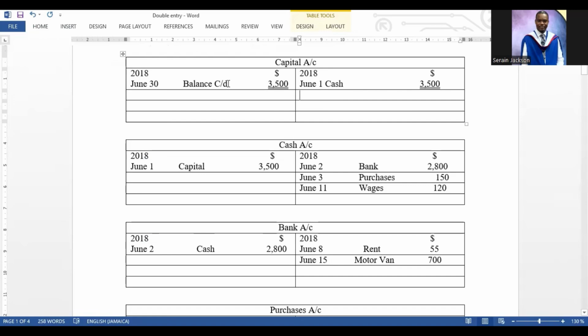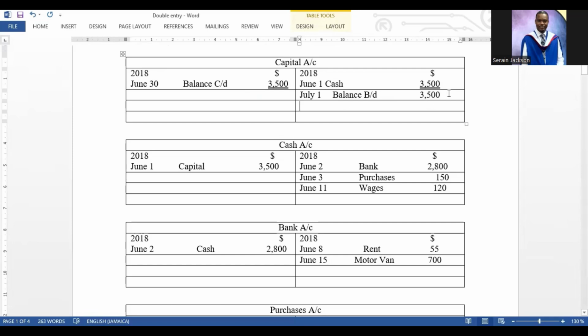But we are not finished yet. If you have a balance carried down, you must now have a balance brought down. The balance brought down is the same amount as the balance carried down. However, it is recorded on the opposite side from the balance carried down, beneath the totals, and it is for the beginning of the next month. So it is now July 1, balance brought down, or BD, and the amount is the same amount. So don't forget that important point. This account is now balanced off.